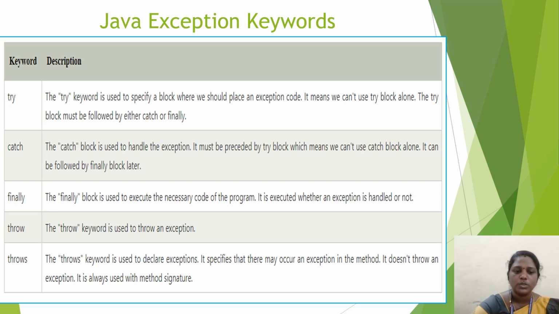Throw means you have to throw the exception, and it will be intimated to the users. Throws means you have to declare the exceptions that may occur in the method. It does not throw an exception. It is always used in method signatures. That is the difference between throw and throws.